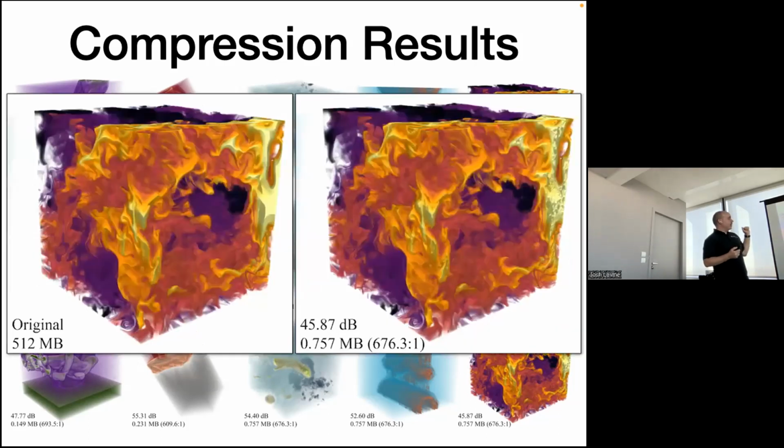Here's a little bit more of a comparison directly, so you can see it a little bit better. This 512 megabyte original volume is compressed to less than a megabyte with about a 45 decibel compression. And it's pretty good, although here it's probably zoomed in enough that you can see there are some artifacts. You can see some extra noise coming through in the image.